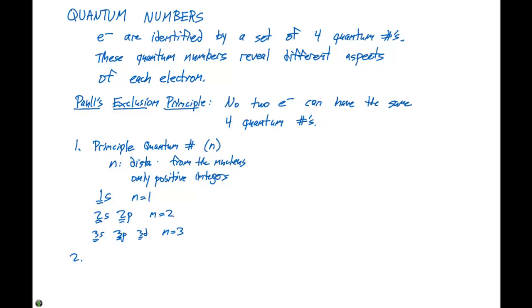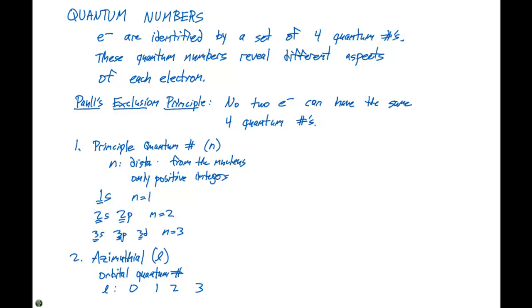The second quantum number is the azimuthal quantum number, and it's abbreviated by the lowercase letter l. This is the orbital quantum number, and this indicates the type of orbital in which the electron is moving. The azimuthal quantum number l can equal 0, 1, 2, or 3.